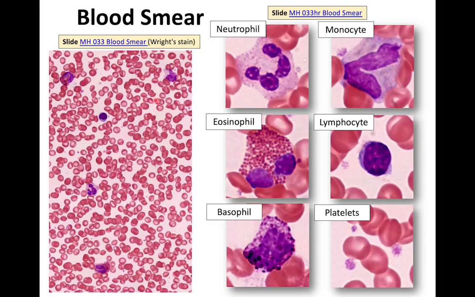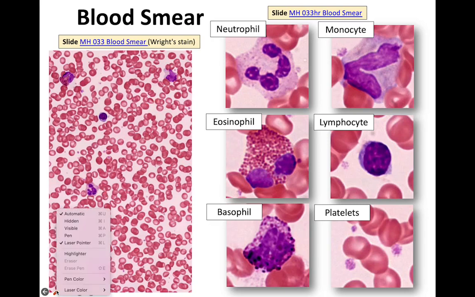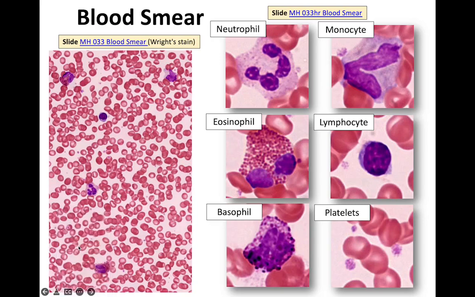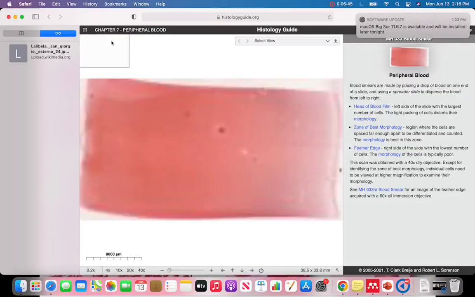Now let us see slides from our slide box. We have 2 slides of a blood smear. We have this, the MH033 blood smear. This is an entire slide of a blood smear, as you see it. On the left side, the cells are densely packed. And on the right side, the cells are less densely packed.